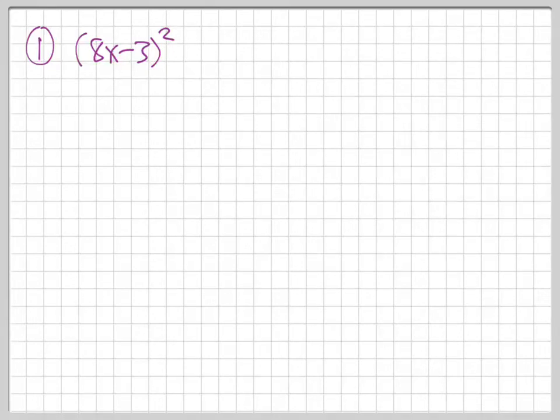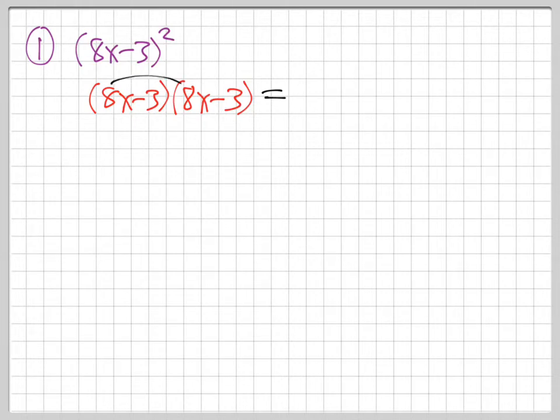Try that one. So here's the practice exam. 8x minus 3 squared. So what do we do with that 2 power? Right, 2 of them, huh? And then we multiply it out. Right, so it's first to both, second to both. So I take that 8x to both, and that minus 3 to both. First to both, second to both.